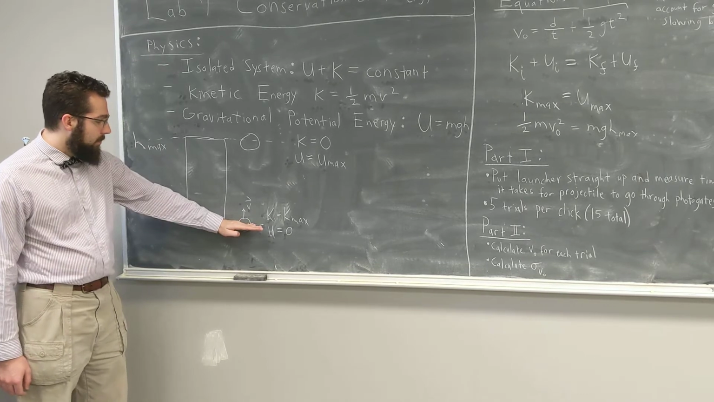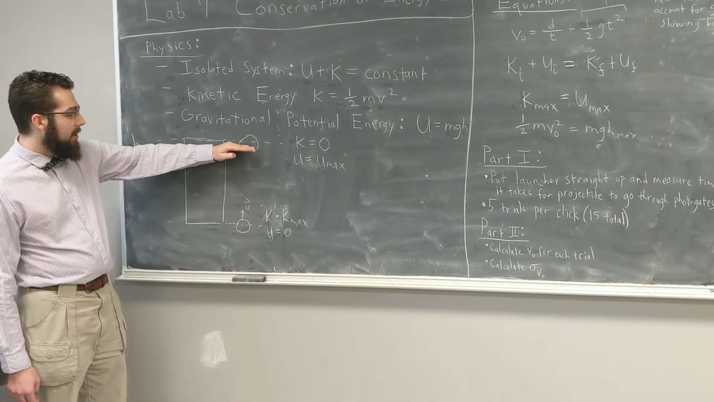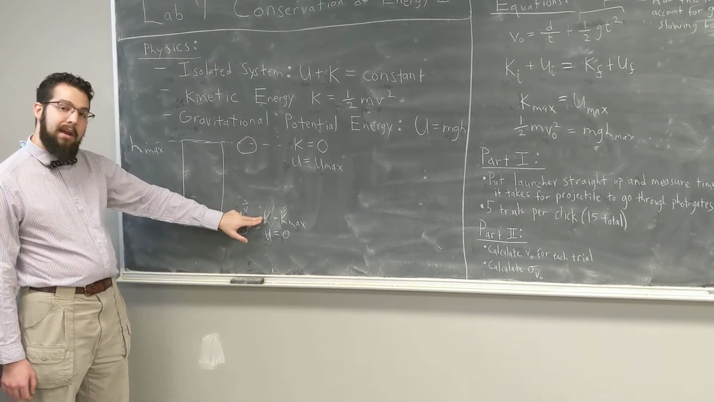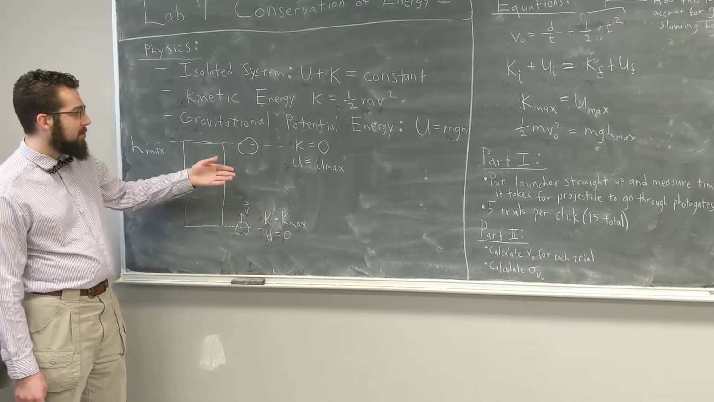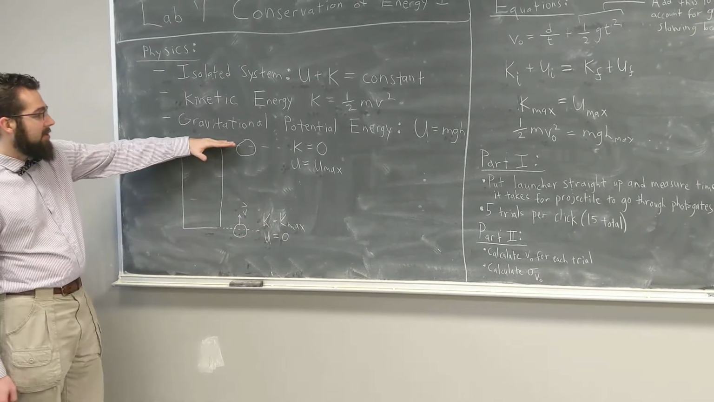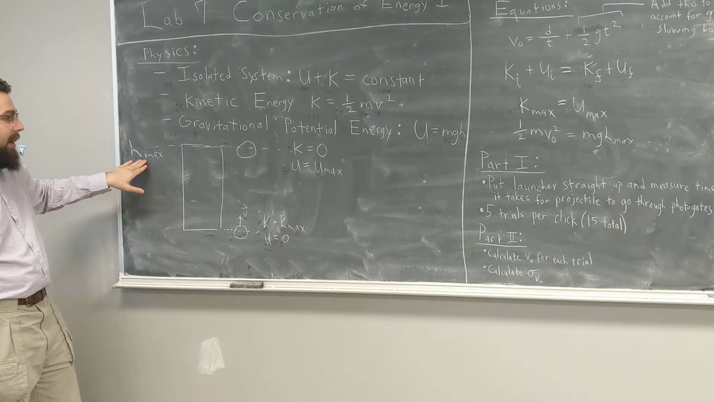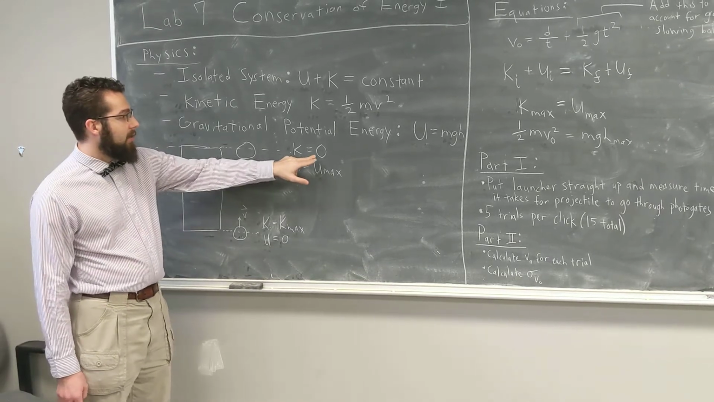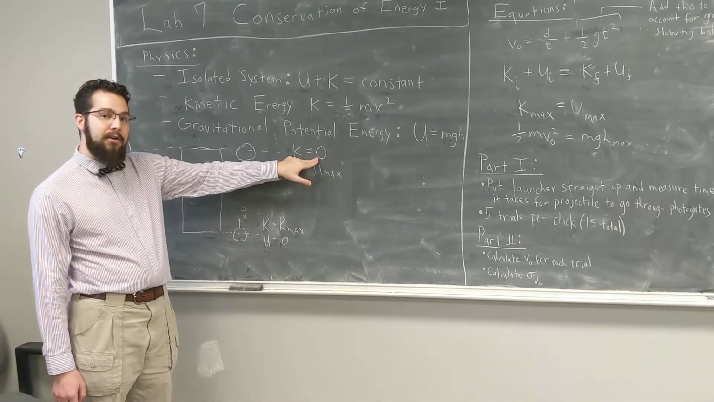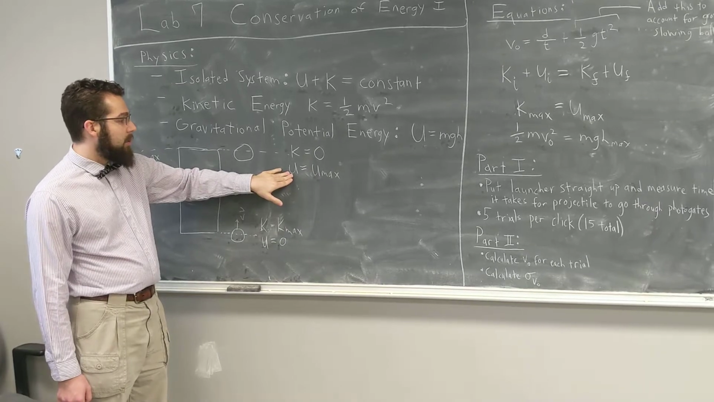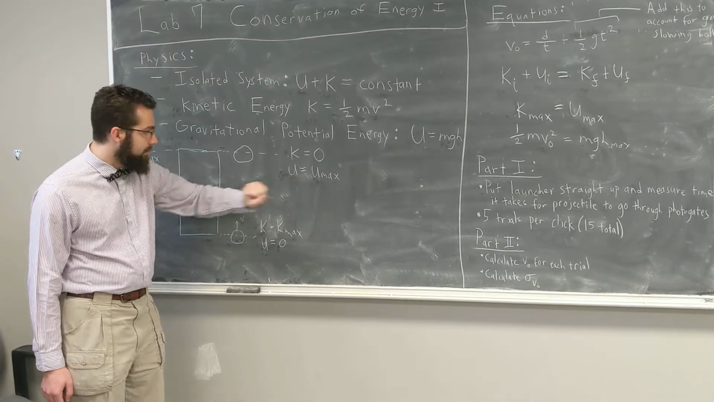Then as the sphere rises and gets higher, it will slow down, so its kinetic energy will decrease and its potential energy will increase. Then at the top of the ruler, at the maximum height, it will stop moving, so v will be 0, so the kinetic energy will be 0, and the potential will be the maximum potential.